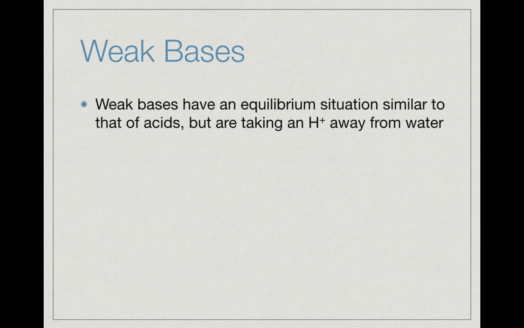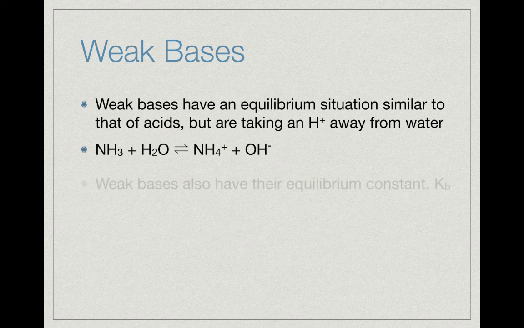Weak bases, on the other hand, just like weak acids, have an equilibrium situation that sets up. But rather than having an H plus being donated to the water, what's happening here is that our H plus ions are getting taken away from water by the base. So if we look at ammonia, ammonia plus water goes to NH4 plus OH minus. And we see that we have an equilibrium situation setting up there. So the NH3 is taking the H plus away from water, causing the ammonium ion and hydroxide to form, and hydroxide can take the H plus away from the NH4 plus, giving us water and ammonia back.